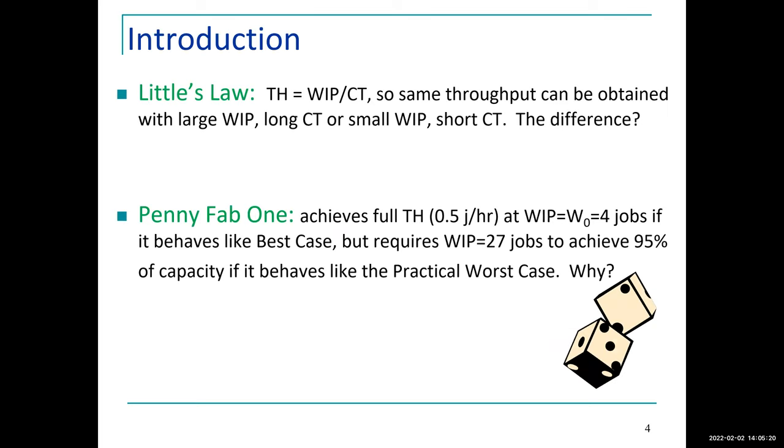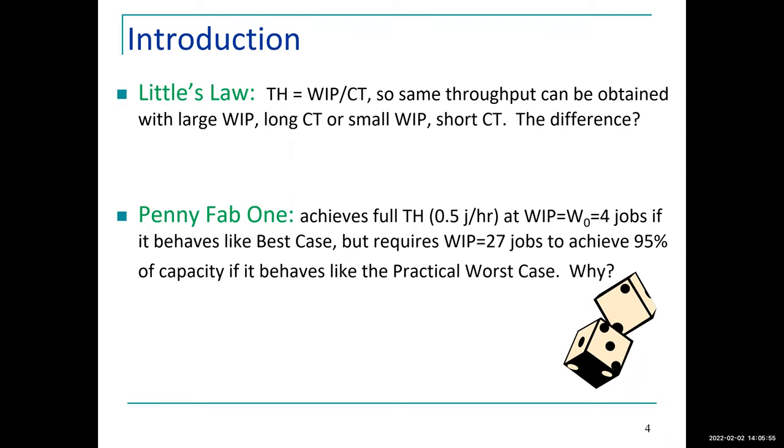As an introduction, we discussed Little's law last time. We know that the throughput equals the work in process divided by the cycle time, which is the same as work in process equals throughput times cycle time. So based on Little's law, the same throughput can be obtained with a large WIP, or work in process, and a long cycle time, or a small work in process and a short cycle time.